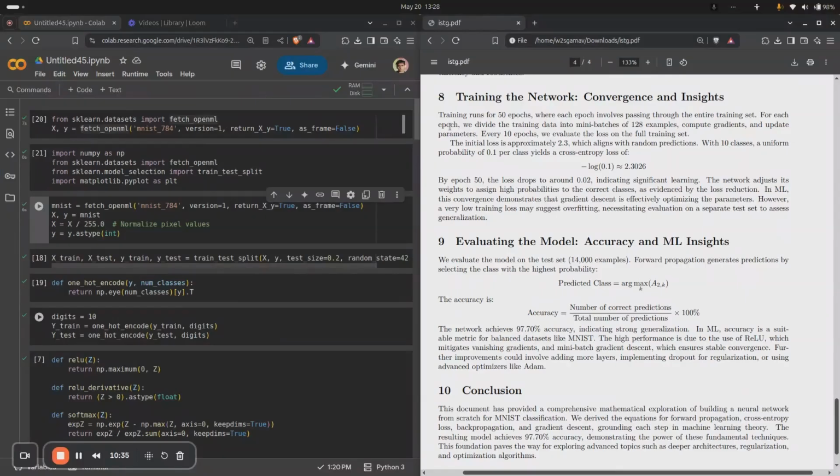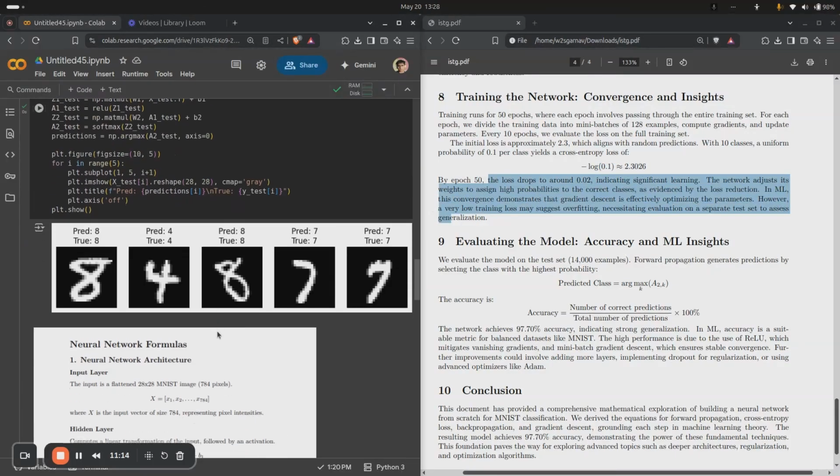Training the network. Training runs for 50 epochs, where each epoch involves passing through the entire training set. For each epoch, we divide the training data into mini-batches of 128 examples, compute the gradients, and then update the parameters. Every 10 epochs, we evaluate the loss on the full training set. The initial loss is 2.3, which aligns with random predictions. With 10 classes, a uniform probability of 0.1 per class gives a cross-entropy loss of this. By epoch 50, the loss drops to around 0.02, which we'll see here in this code that we'll be running now.